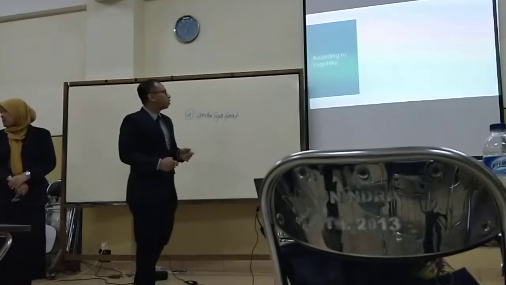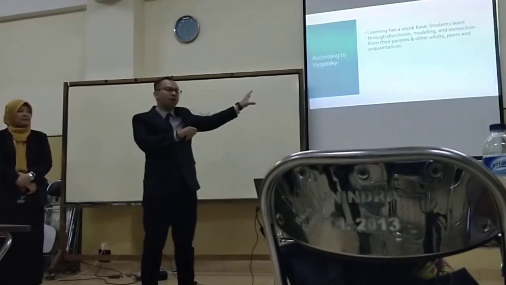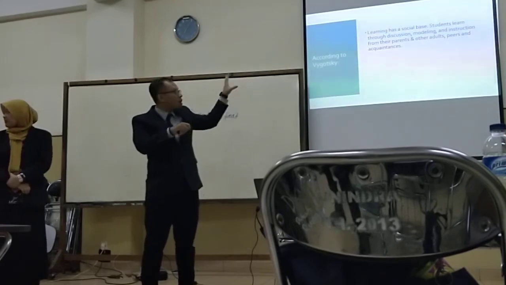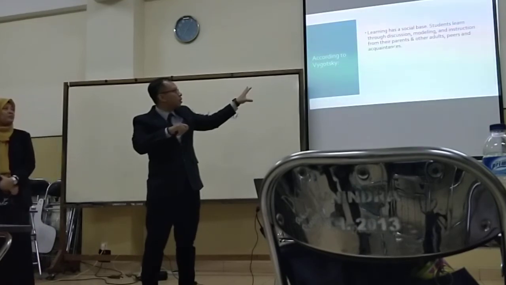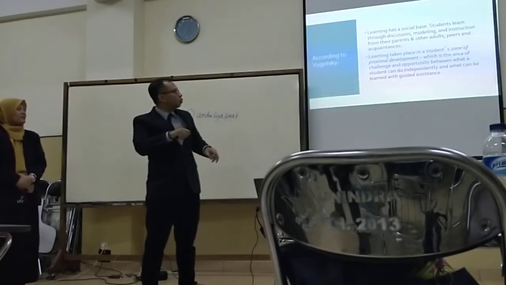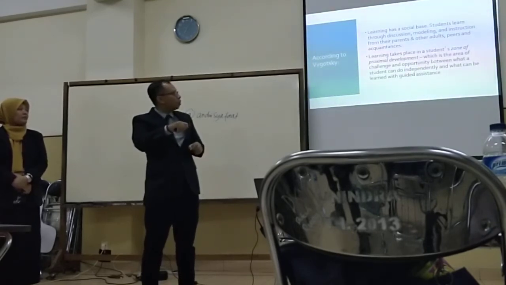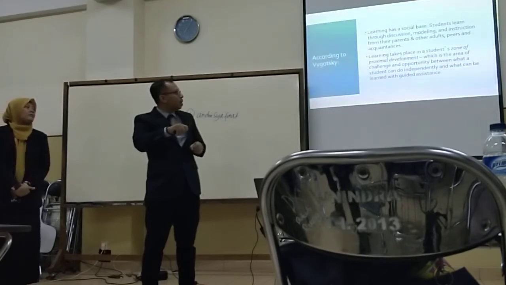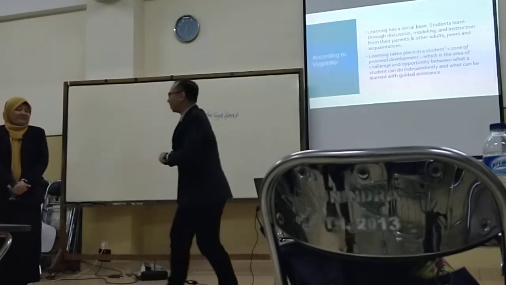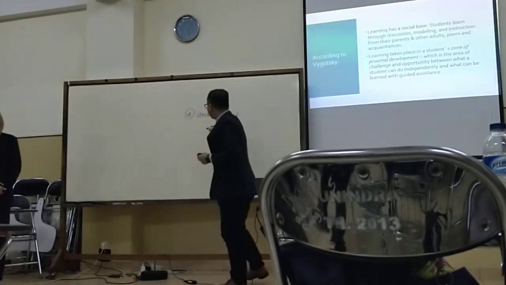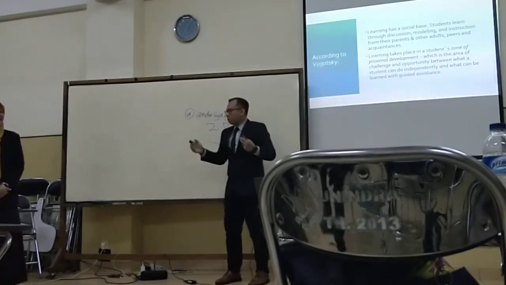So, according to Vygotsky, learning has a social base. Students learn through, so take a look, this is PBL, discussion, modeling, and instruction from their parents, adults, peers, and acquaintances, and learning takes place in the student's zone of proximal development. What is that? It is the area of challenge and opportunity between what a student can do independently and what can be learned with guided assistance. Can you be patient for a minute? So actually, ZPD, or zone, yeah, I know. ZPD, what is it?